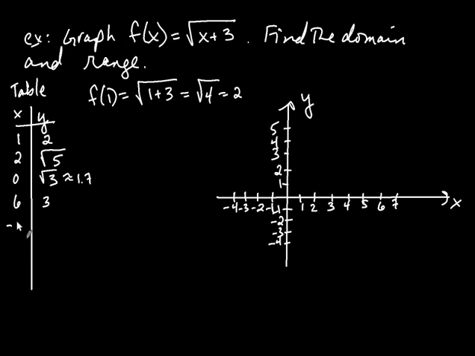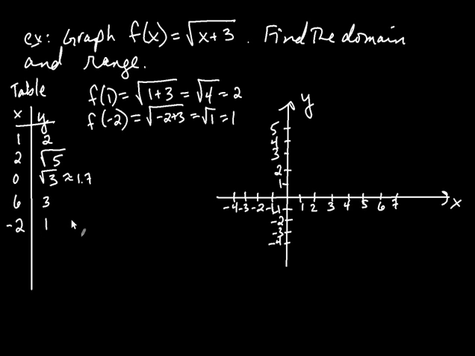Now you might say, wait a minute, you can't choose a negative for x because it involves the square root. That's true. This does involve the square root, but watch what happens when you take -2. When you plug in -2, you don't take the square root of -2. You take the square root of -2 plus 3. And that's the square root of 1, which is 1. So when I plug in -2, I get 1.